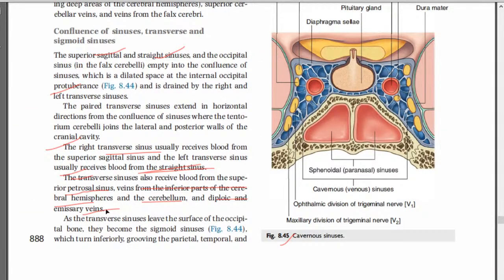As the transverse sinus leaves the surface of the occipital bone, it becomes the sigmoid sinus, receiving blood from the inferior cerebral hemisphere and the cerebellum, and diploic and emissary veins.